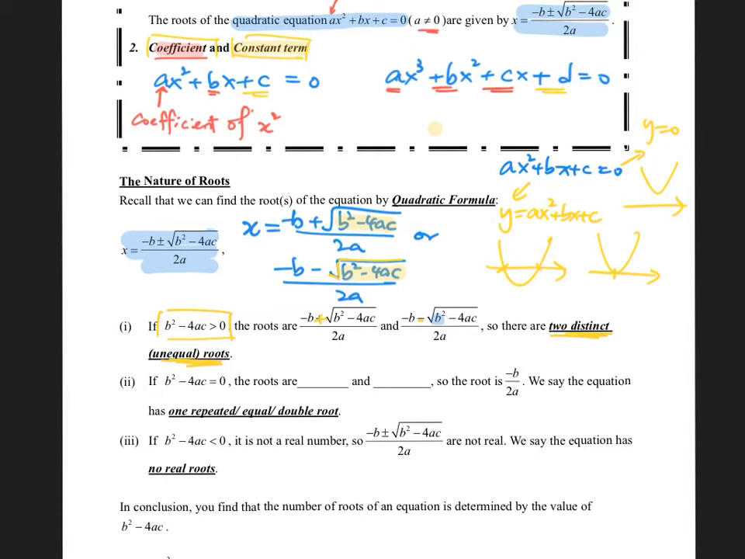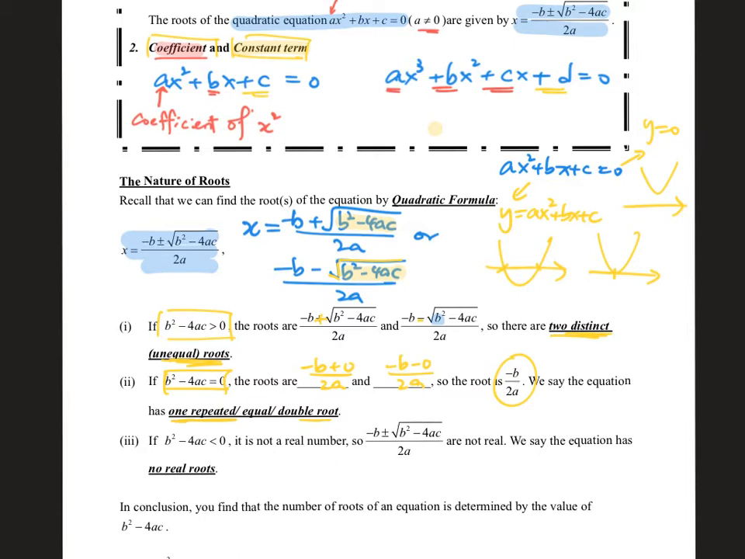The other case would be when b squared minus 4ac is 0, so this is the second case. You will see that the roots become quite funny because it's minus b plus 0 over 2a and minus b minus 0 over 2a. But indeed, they are the same root, minus b over 2a only. So if b squared minus 4ac is 0, the equation itself has only one, we call one repeated root. Or simply you say one root.